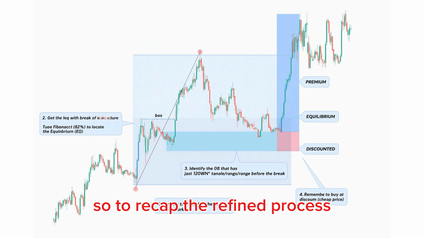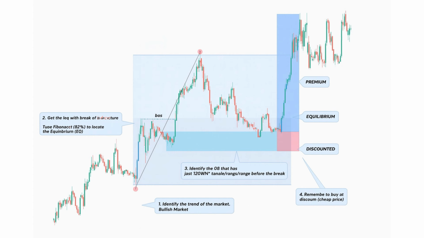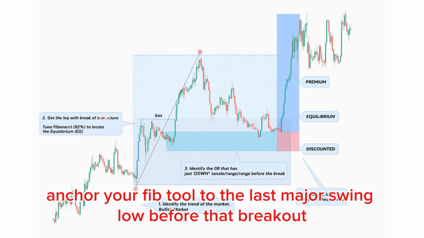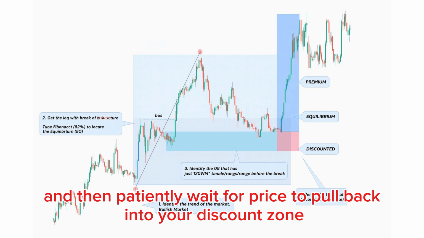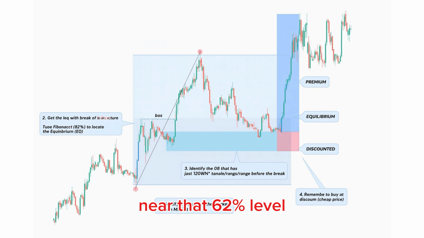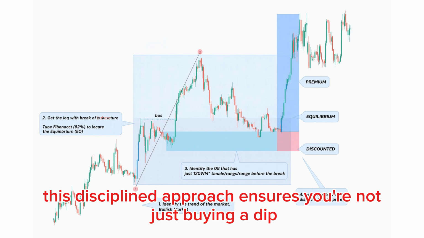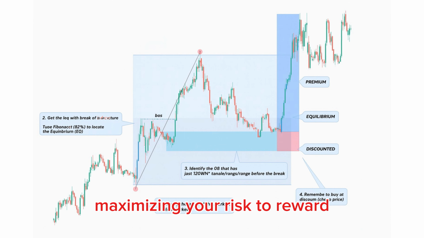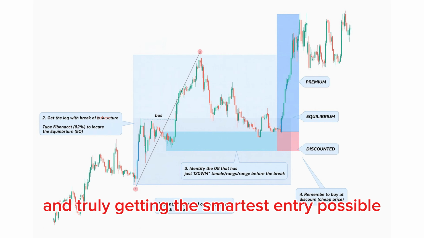So, to recap the refined process: find the trend, watch for the breakout, anchor your fib tool to the last major swing low before that breakout, and then patiently wait for price to pull back into your discount zone near that 62% level. This disciplined approach ensures you're not just buying a dip, but you're buying the right dip in the trend, maximizing your risk to reward and truly getting the smartest entry possible.